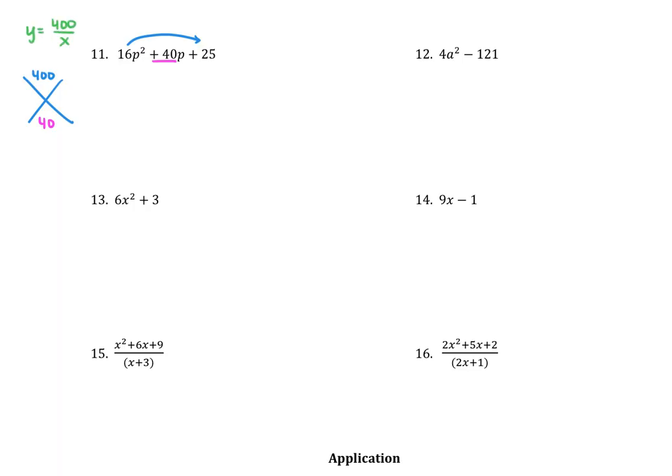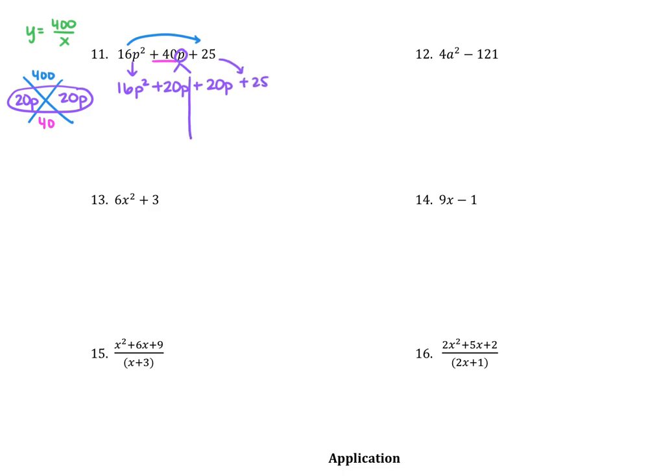Look for two numbers that multiply to give me 400, but add to give me that 40, and that's going to be 20 and 20. Since my b term has a p on it, that's what I add to those two factors, and that's what I split that b term to be. So positive 20p and positive 20p. Drop down my 16p squared, drop down my plus 25.